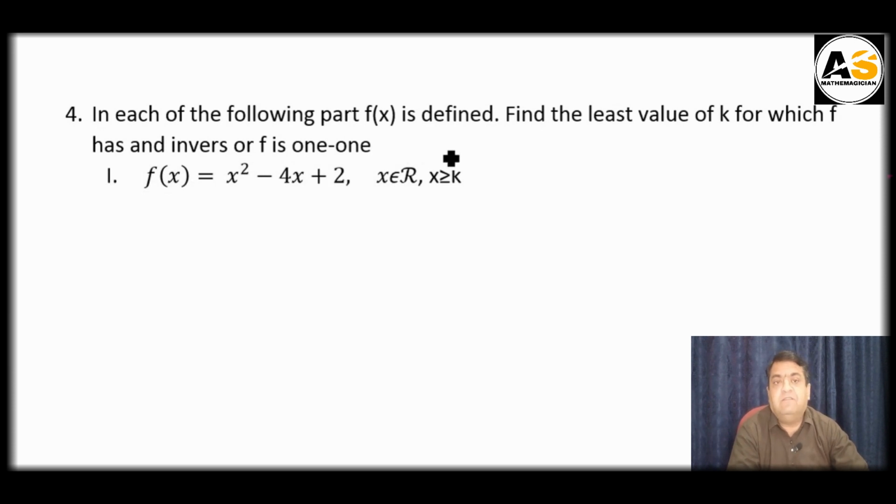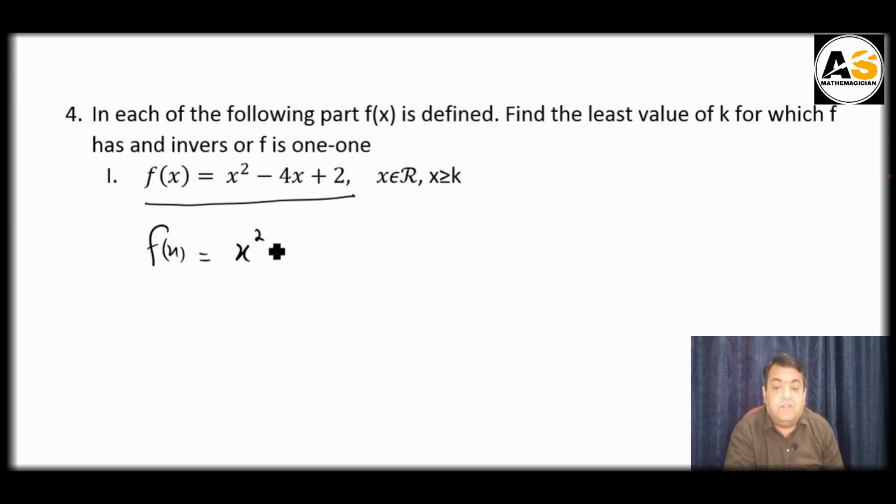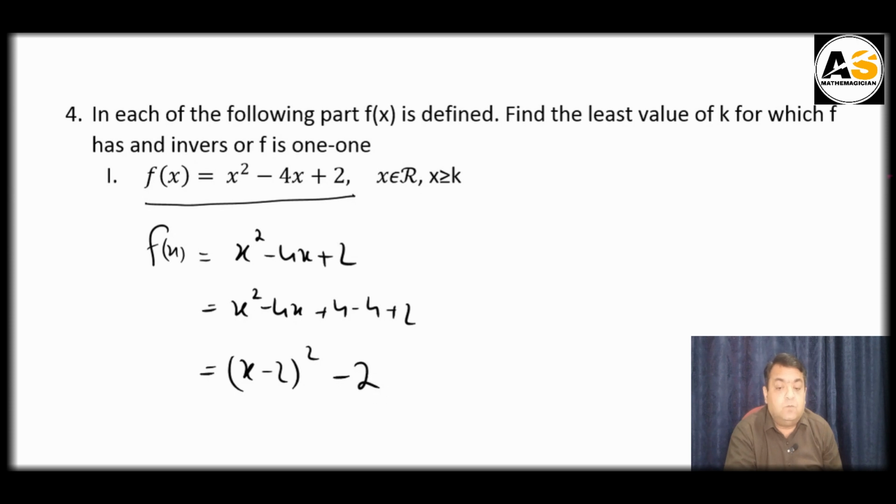We know that a function will have its inverse if it is a 1-1 function. This concept will be understood with the help of a graph as well. So what we have to do, first of all, is convert each and every part of this question into standard form. I am doing it rapidly. x squared minus 4x plus 4 minus 4 plus 2. This is equal to (x minus 2) whole squared minus 2.